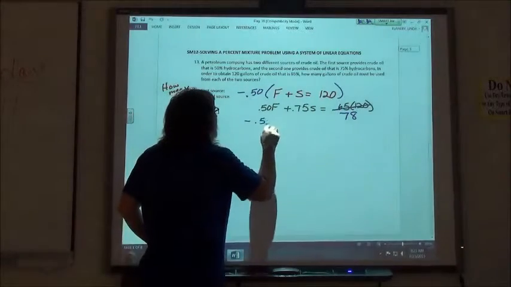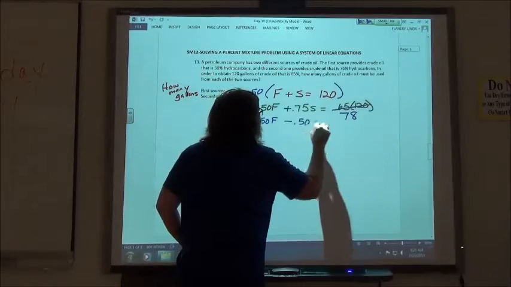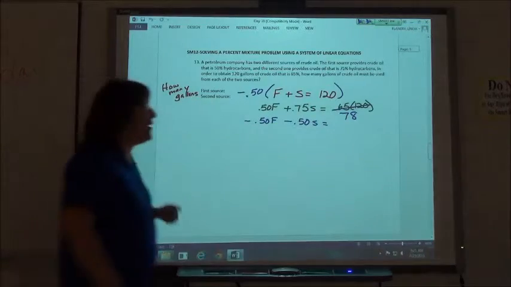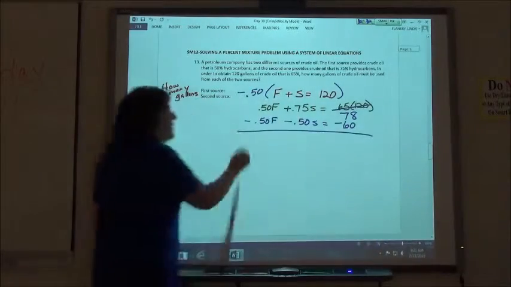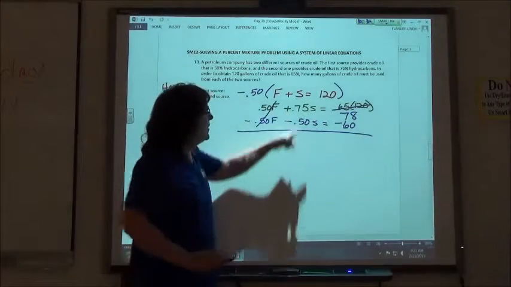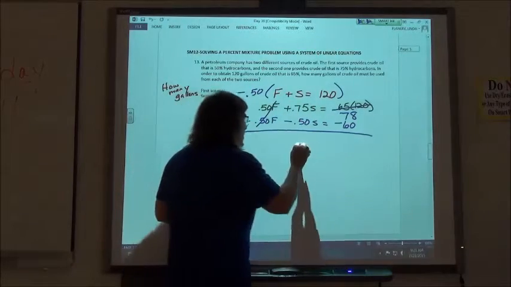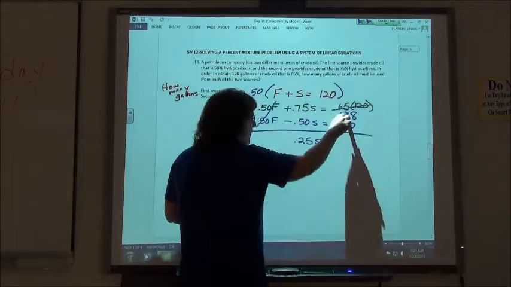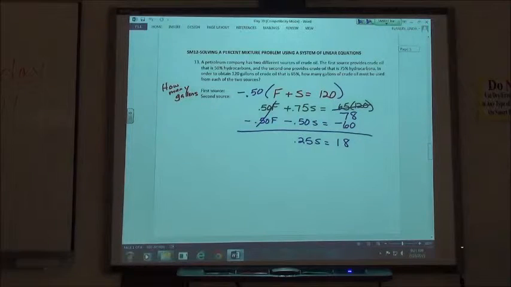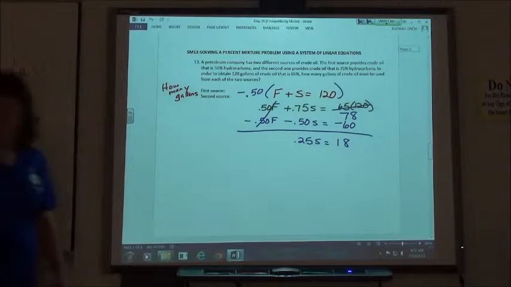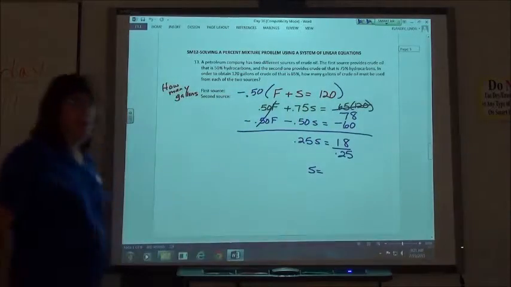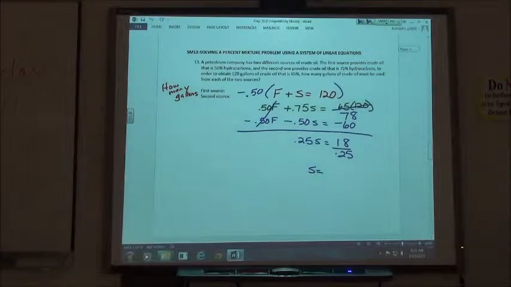So negative 0.5F minus 0.5S equals 50% of 120, which gives me negative 60, right? So my F's cancel out. 75% minus 50% would be 25% of S. 78 minus 60 is going to be 18. And then, of course, I have to divide. I'm going to let you do that for me. 18 divided by 0.25 is 72.